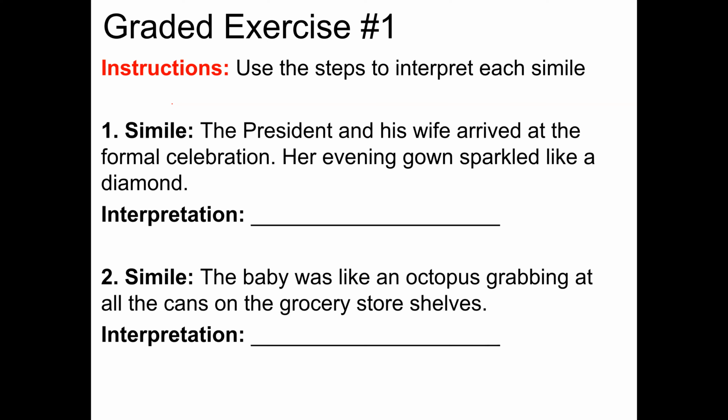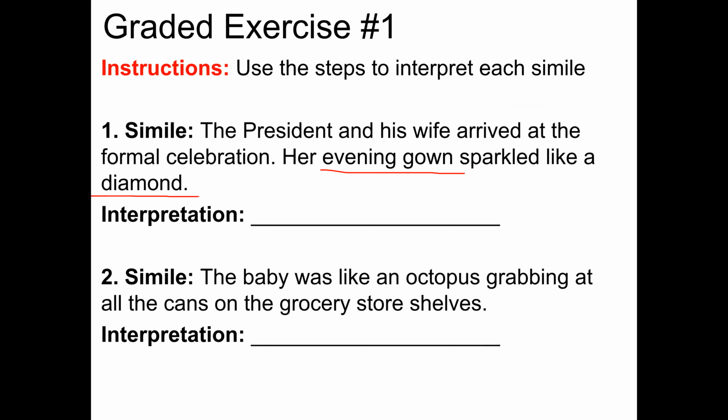The president and his wife arrived at a formal celebration. Her dress, her evening gown, sparkled like a diamond. Very good. What 2 things are being compared here? Dress and diamond. Her evening gown, and what else? A diamond. Very good.